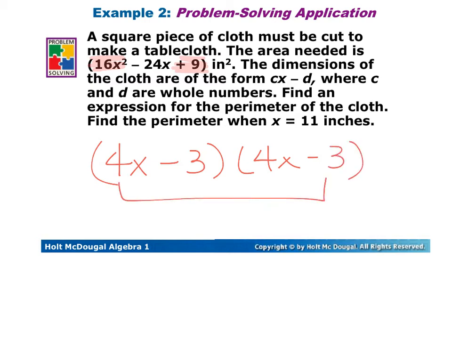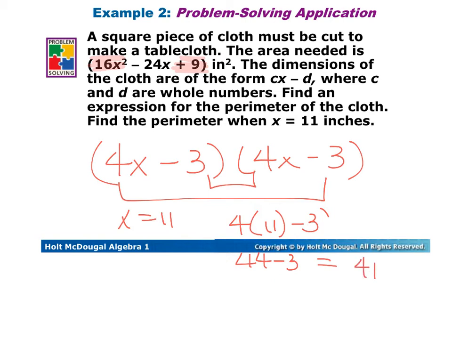I'm going to try and FOIL this and see if I get 24 in the middle. So when I do outer and inner, I do get the negative 24. So this is the factors. So this is one of the side lengths, 4x minus 3. So they want us to find the perimeter. So I'm going to make x equal 11. So I'm going to do 4 times 11 minus 3 and get 44 minus 3. So each side is 41.